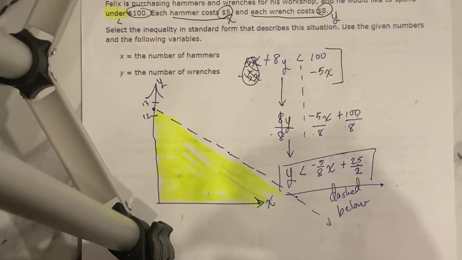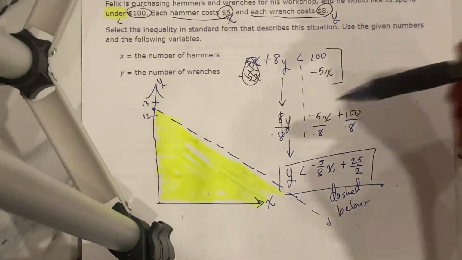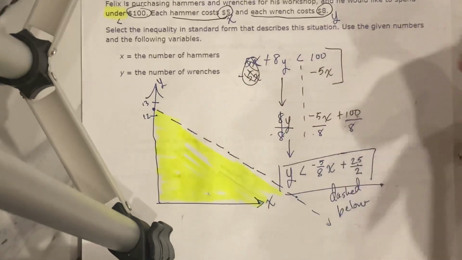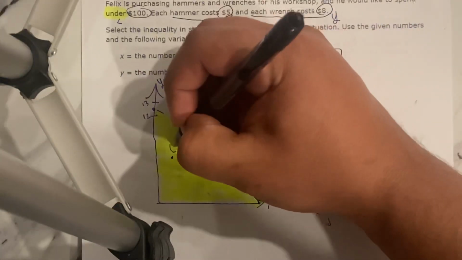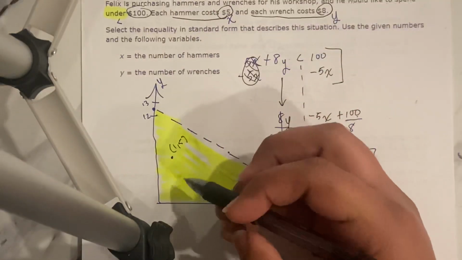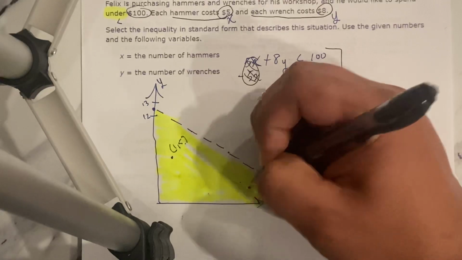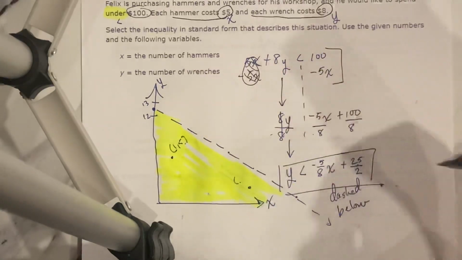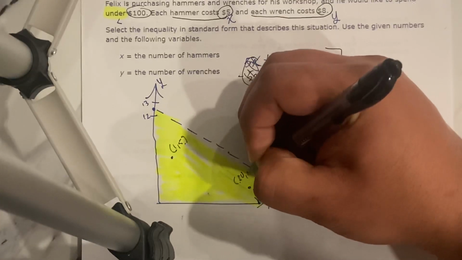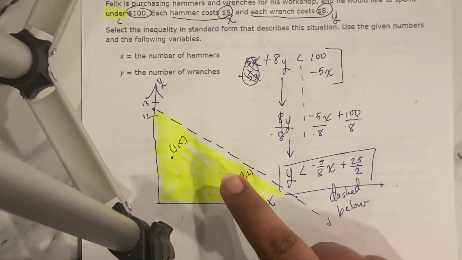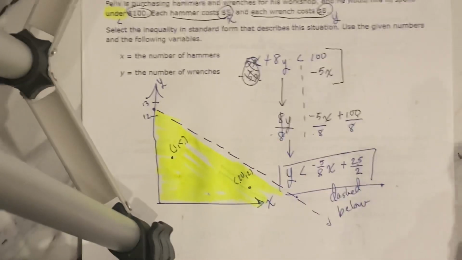We can only have positive wrenches and positive hammers. So what's pretty cool is after we graph this specific inequality, anything that's in this area is how many we could buy. So if we choose a point right here, and this is, let's say, like 1, 5, I can buy 1 hammer and 5 wrenches. If I come over here, and let's say it's 10 and 2, I can buy 10 hammers and 2 wrenches, and so on and so forth.